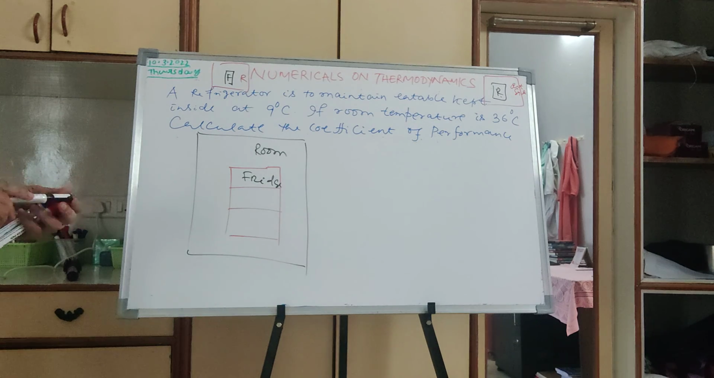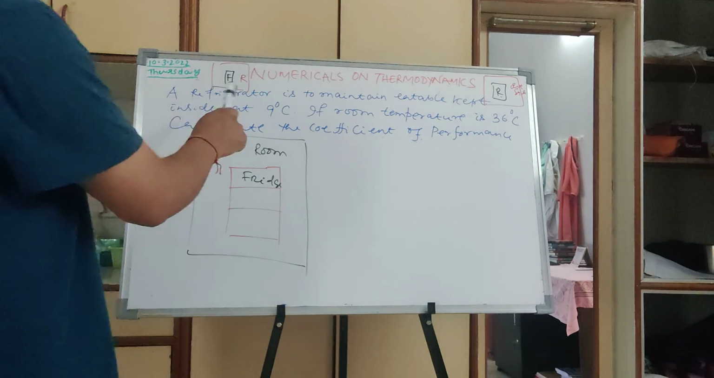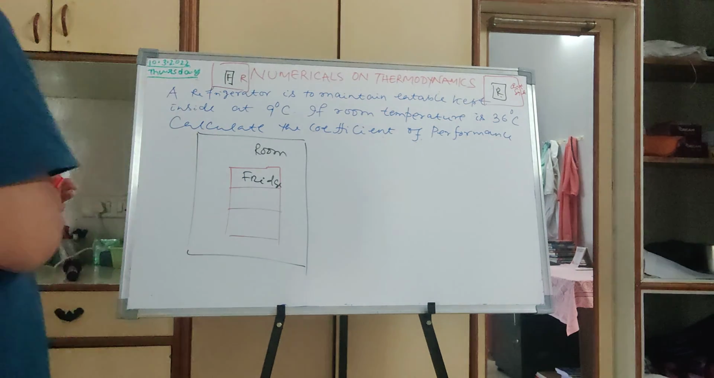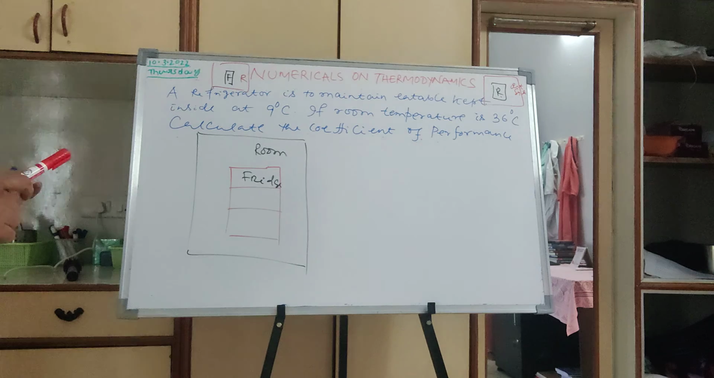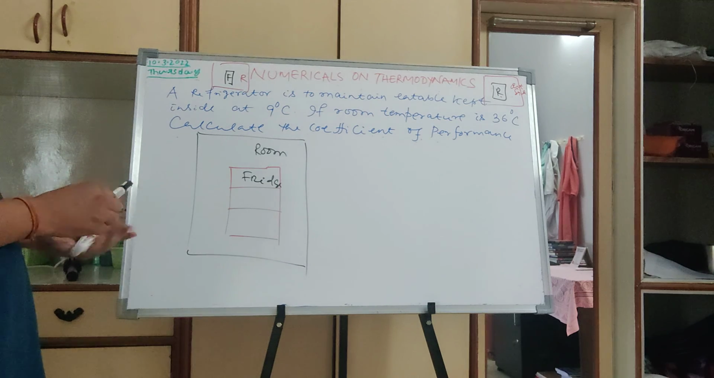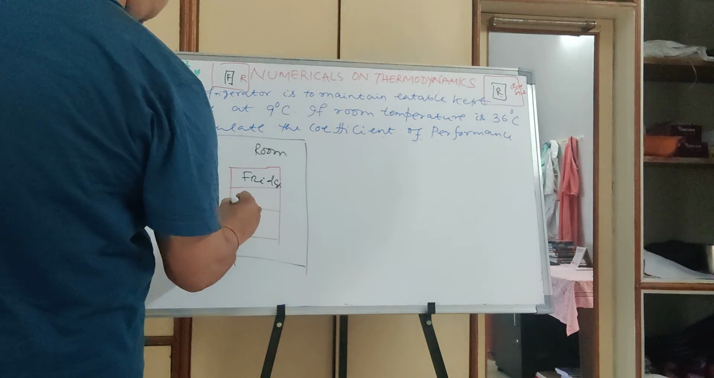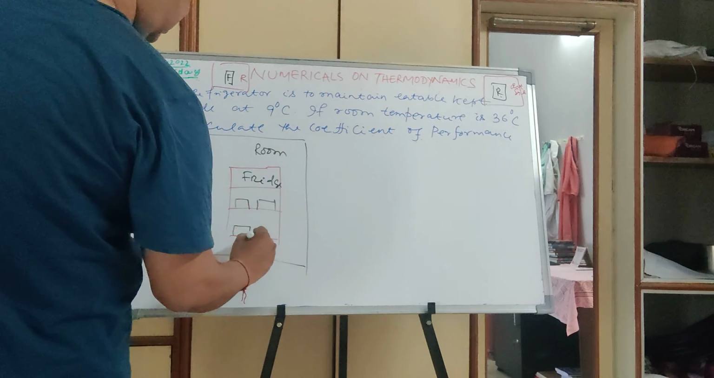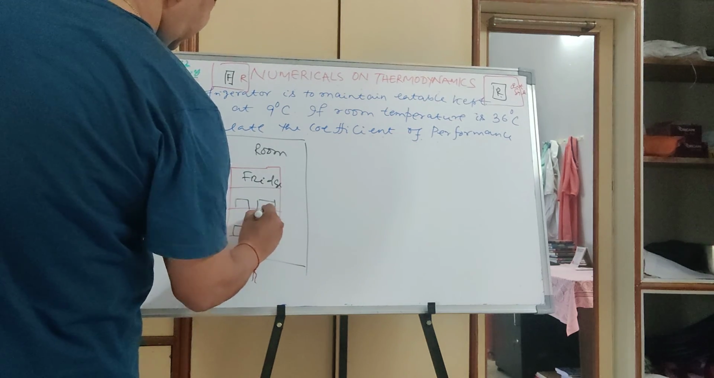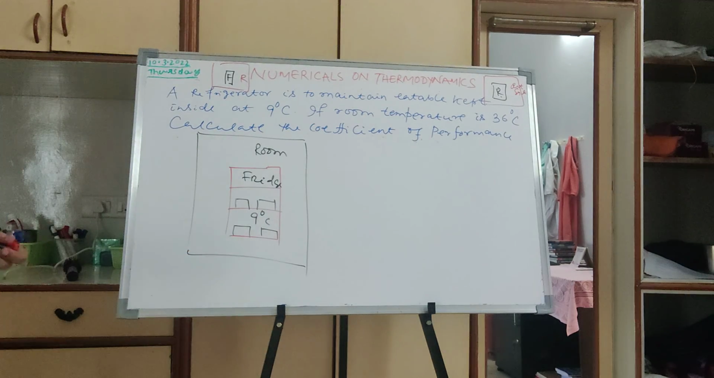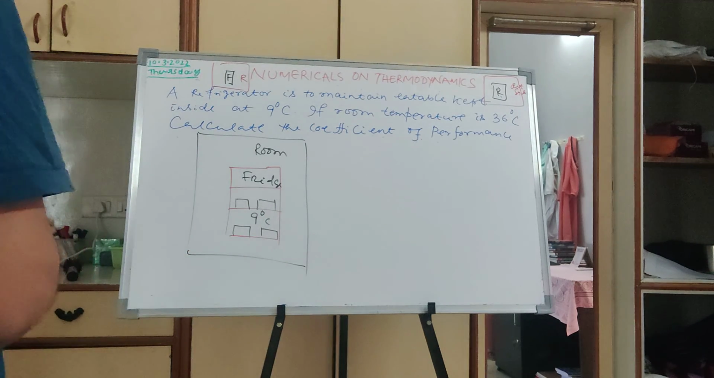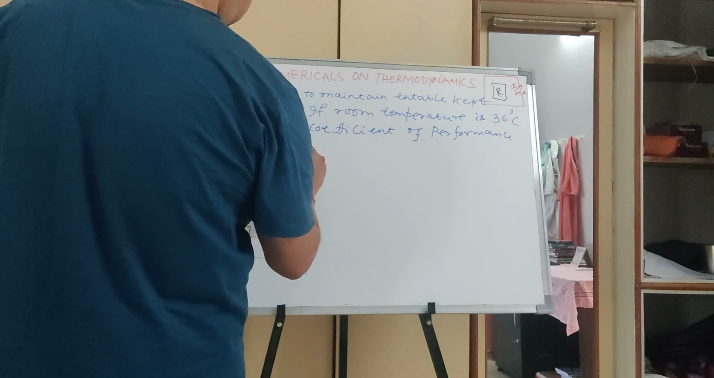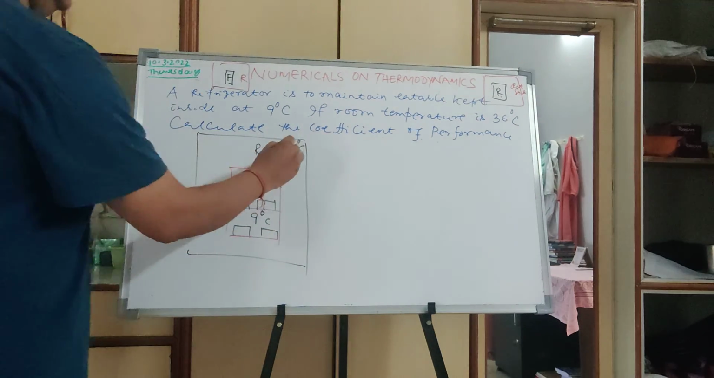So the question is, a refrigerator is to maintain eatables kept inside at 9 degrees centigrade. So you want to keep your eatables here. Okay, so you want to keep it at 9 degree centigrade. Okay, and the room temperature is, let us say, 36 degree centigrade.